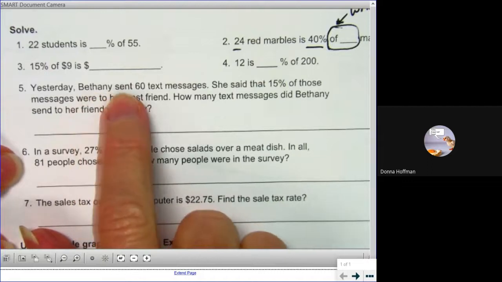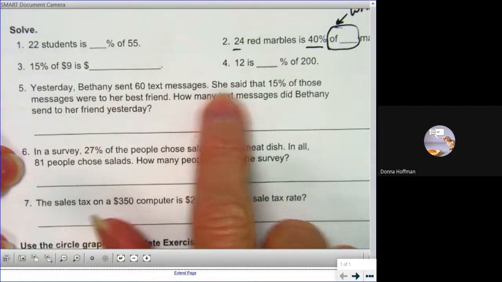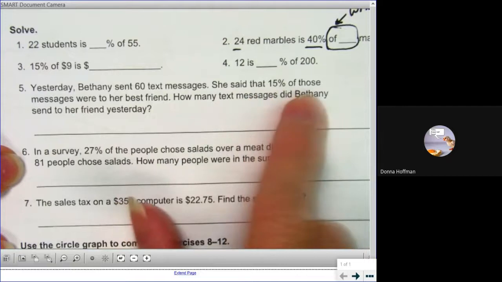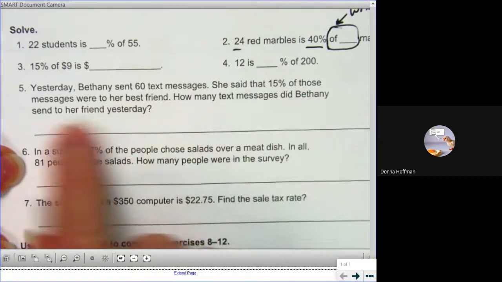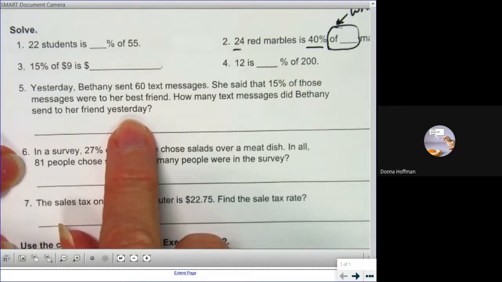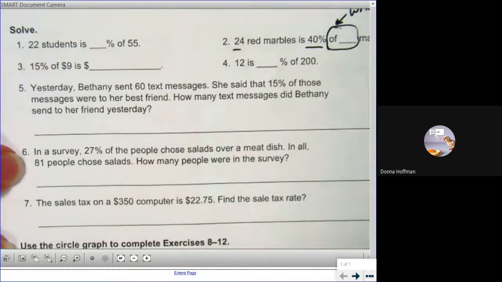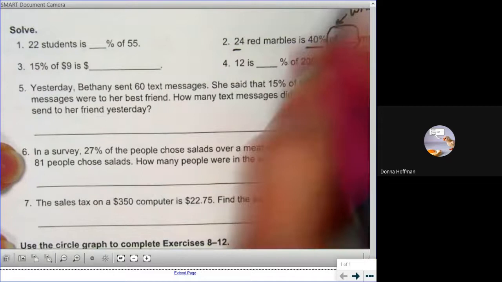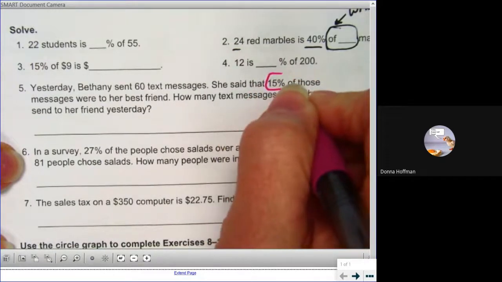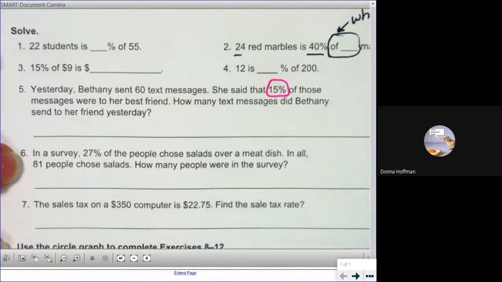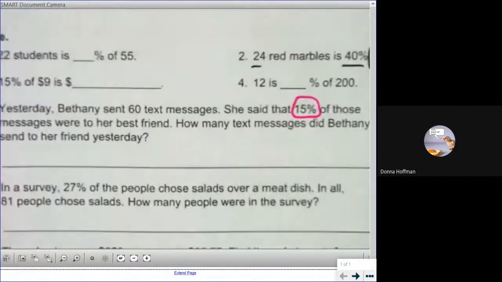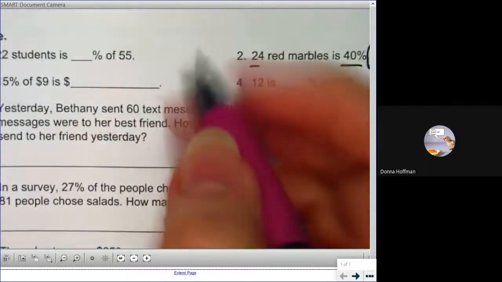Bethany sent 60 text messages. She said that 15% of those were to her best friend. How many text messages did Bethany send to her friend yesterday? So this is my percent right here. And what is the 60? Is it going to be my part or my whole? It's going to be the whole. Good job.